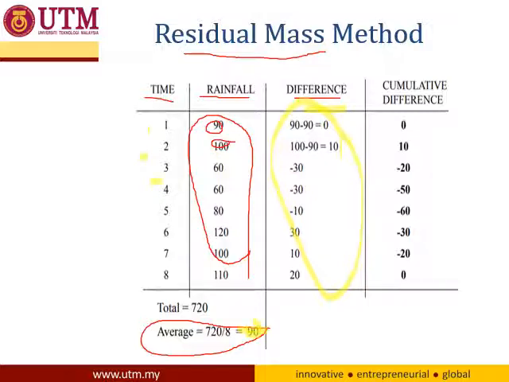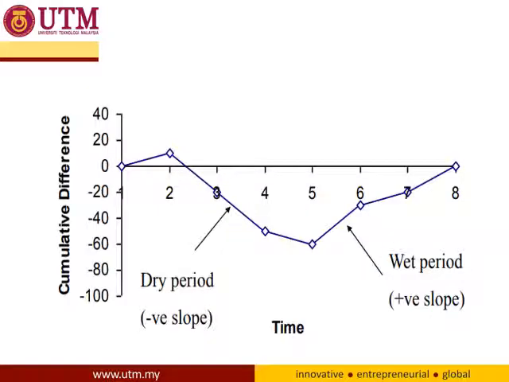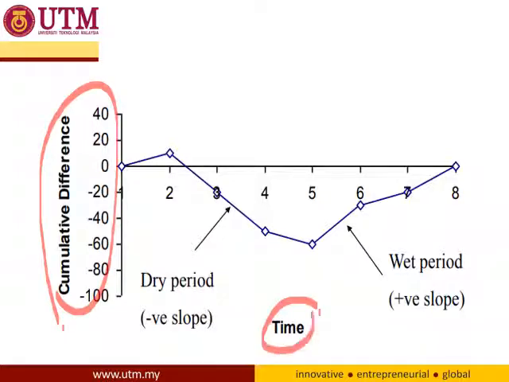The next step is you need to do a cumulative of this difference. Like here 0, and then 0 plus 10, and then 10 plus minus 30, so you get minus 20, and then minus 20 plus minus 30, so you get minus 50, and so on. So these are the cumulative of the difference. Next, we plot this cumulative difference as the y-axis, and the x-axis is the time.